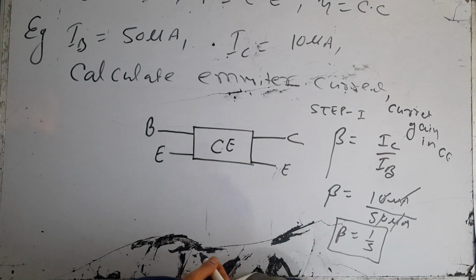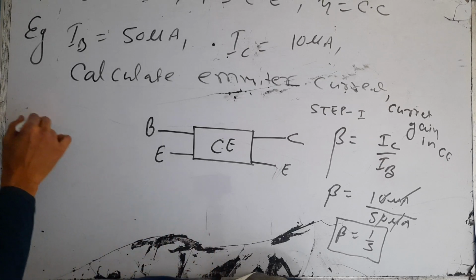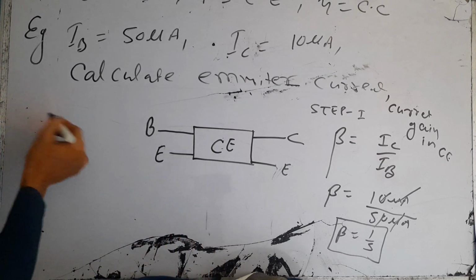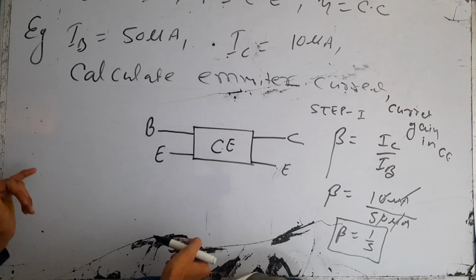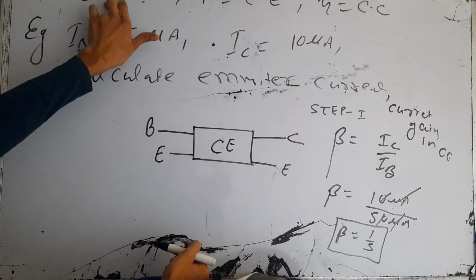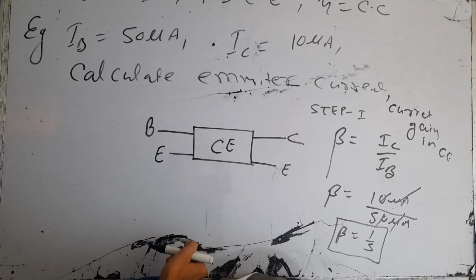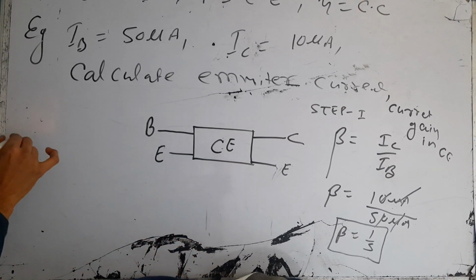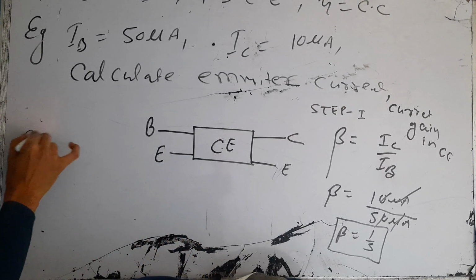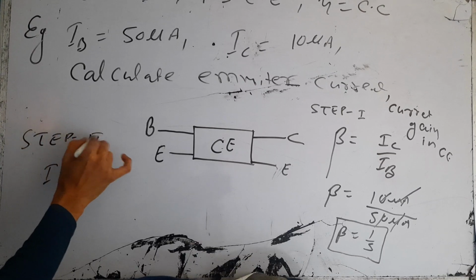Now how can we do that? Alpha you can find out, alpha being for common base. No need to find that here, we want to find the emitter current. So the emitter current, IE, this is step number 2.